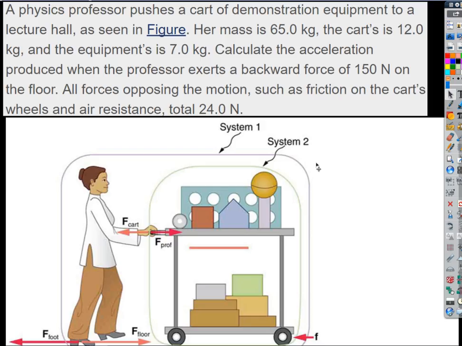All forces opposing the motion, such as friction on the cart's wheels and air resistance and all that stuff, all resistive forces combined, we'll just call them friction, and they combine to amount to 24 newtons. Okay? So what are we going to do? That's a lot of information. A lot of information.